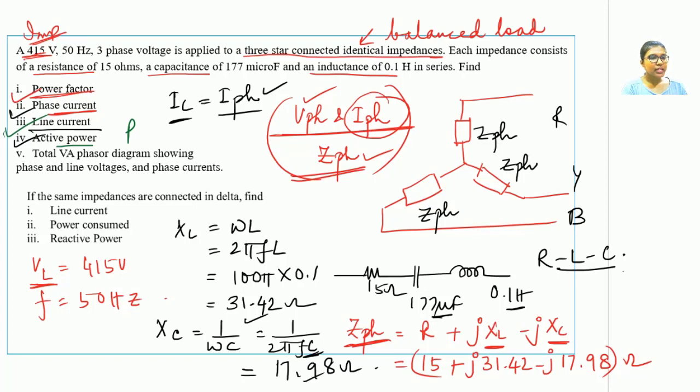So the fourth bit is done. Over here there is a slight typo error. This next bit is total VA, which is S. Then the next bit is the phasor diagram showing phase and line voltages and phase currents. So our next bit is the total VA.